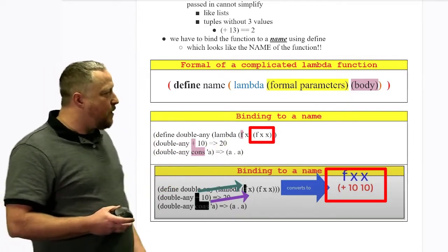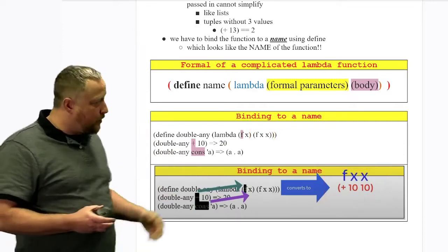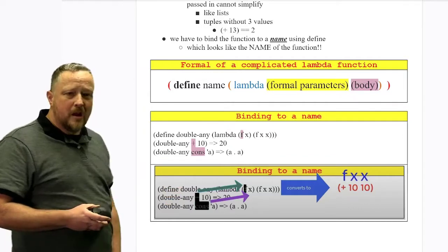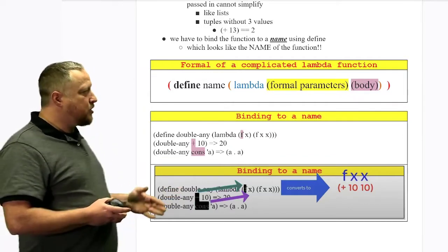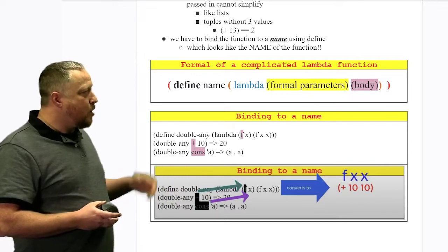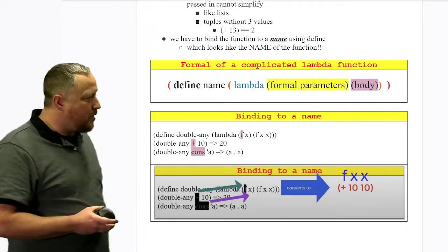So the f is going to be that plus, and then you're going to have that 10 and 10 behind it. So if you look at how it's converted to, it's very simple. You're going to add two 10s together. But notice this will work not just for plus, but it'll work for cons as well. And cons is going to be adding items to a list.